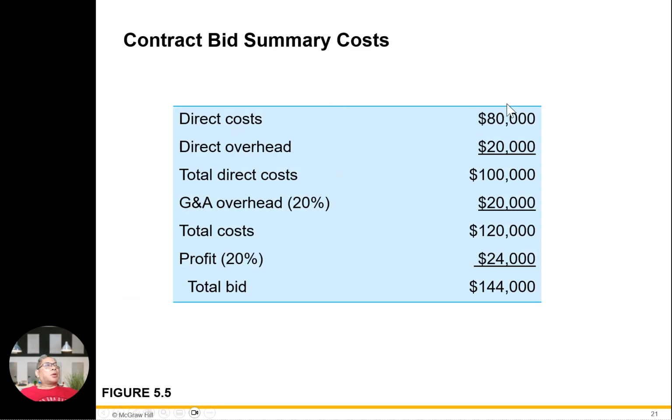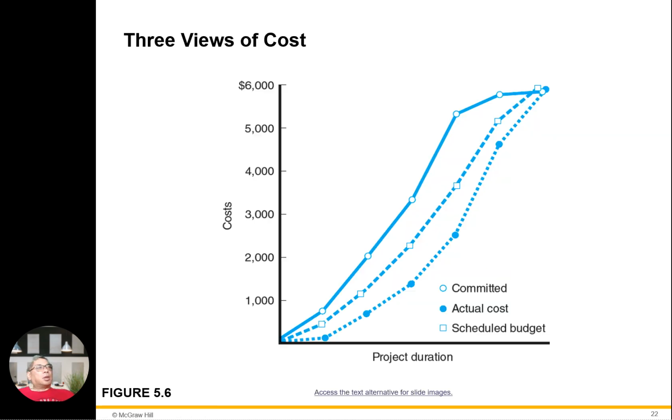Direct costs, 80,000. Example here. Overhead, 20,000. Total direct cost is 100,000. G&A overhead is 20%. Total cost 120,000. Profit 24,000. Total bill 144,000.